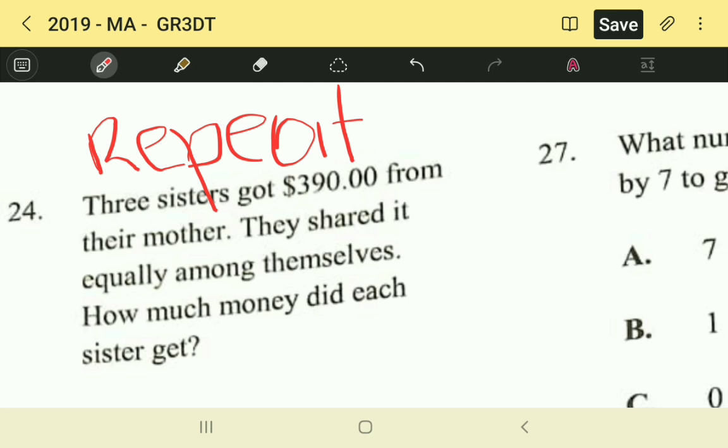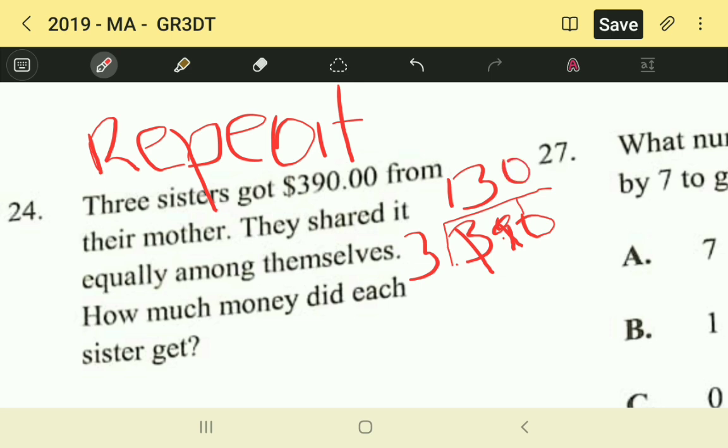Let's read it. 3 sisters got $390 from their mother. They shared it equally among themselves. How much money did each sister get? Sharing, now you're dividing. It's 3 of the sisters. The money is $390. 3 into 3 goes 1 time. 3 into 9 goes 3 times, and you're 0. So each sister should get 130, but let's add it up. Let's do 130 times 3 to see if we get back our 390.